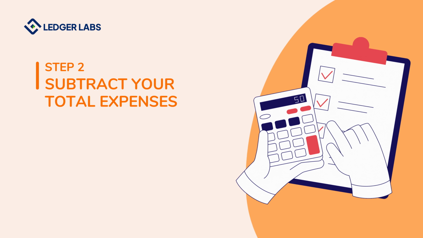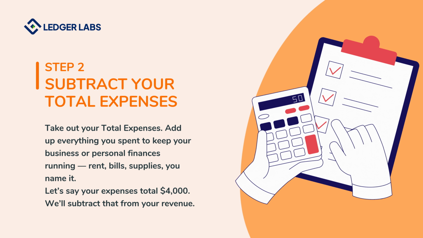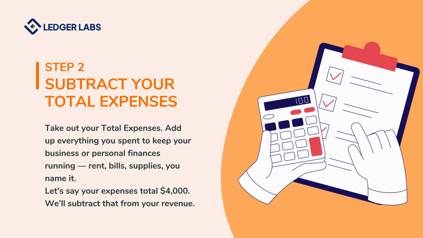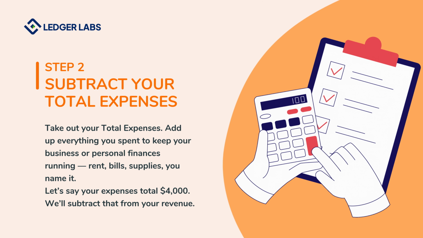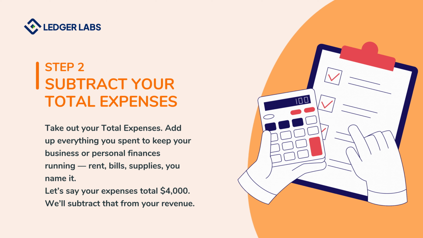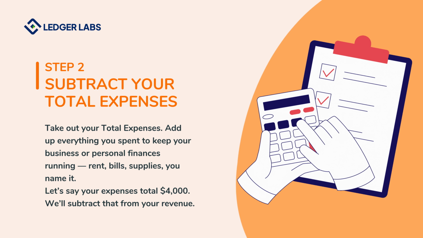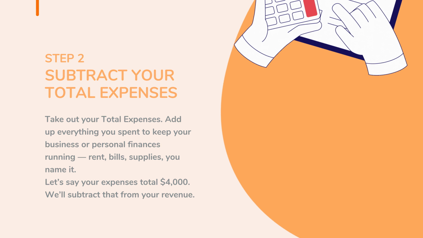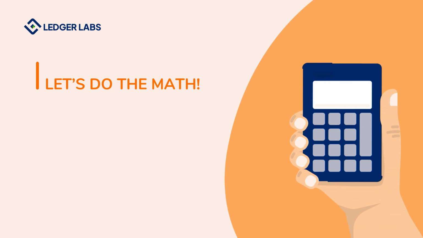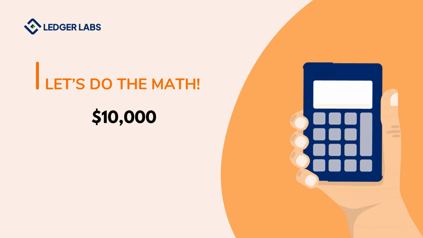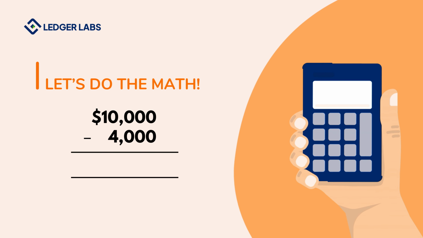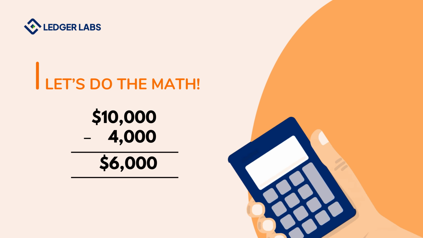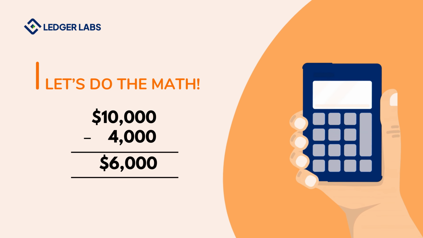Step 2. Take out your total expenses. Add up everything you spent to keep your business or personal finances running. Rent, bills, supplies, you name it. Let's say your expenses total $4,000. We'll subtract that from your revenue. So here's the math. $10,000, your revenue, minus $4,000, your expenses, equals a net income of $6,000. Just like that, you know what you're left with.